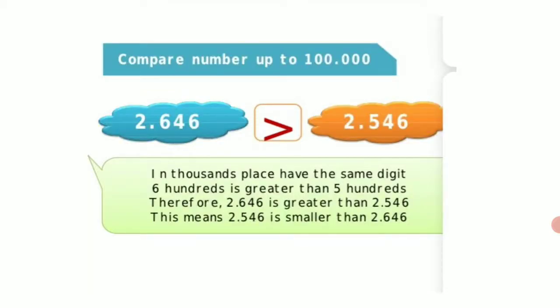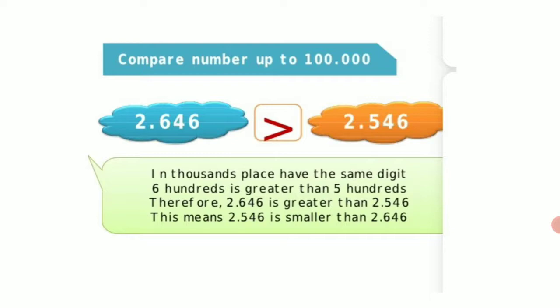We take yet another example where the number given on the left side is 2646 and the number given on the right side is 2546. So here you see children, the number in the thousands place is the same, whereas in the last example we could distinguish in the thousands place only. But here the number in the thousands place is the same, so we need to move to the hundreds place.